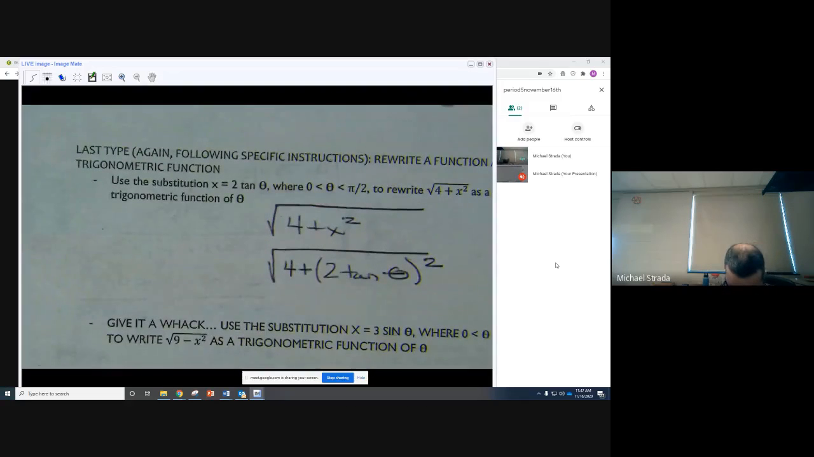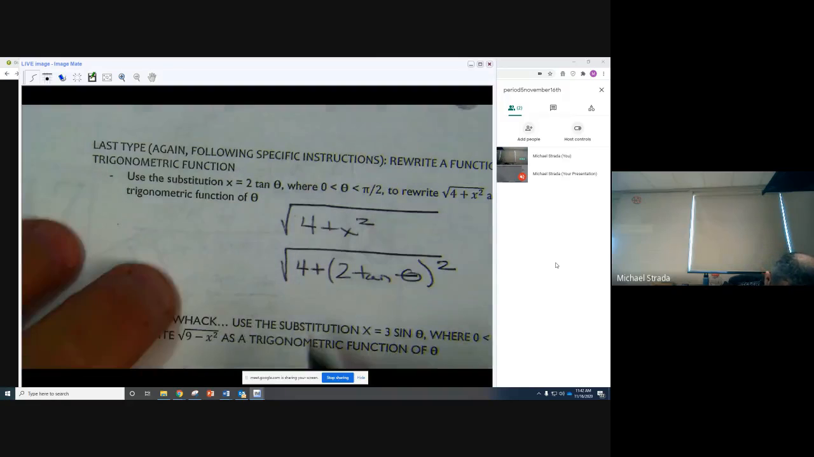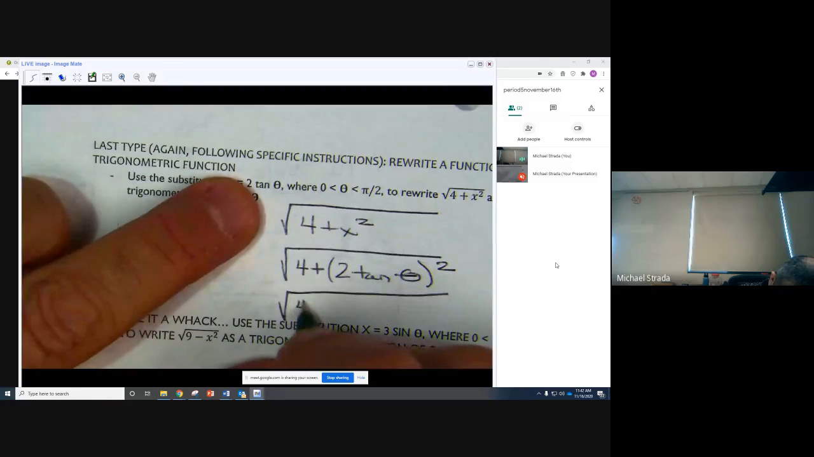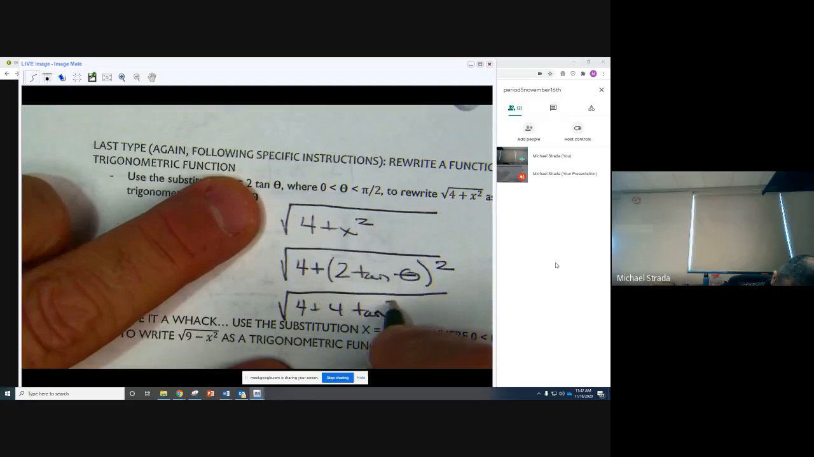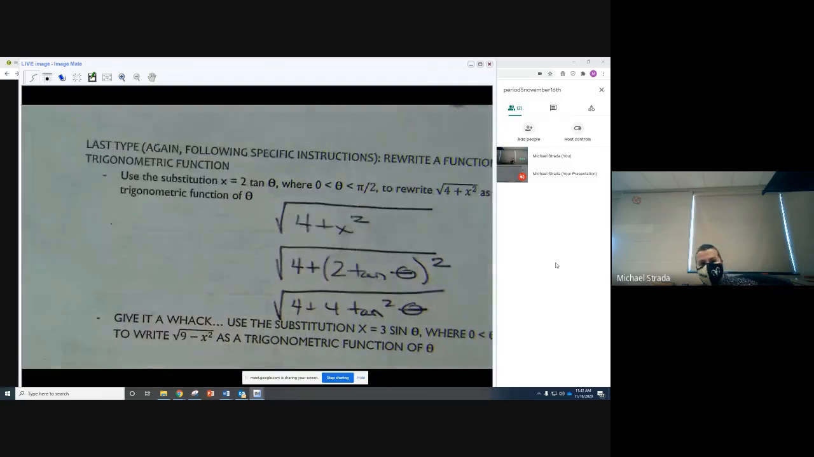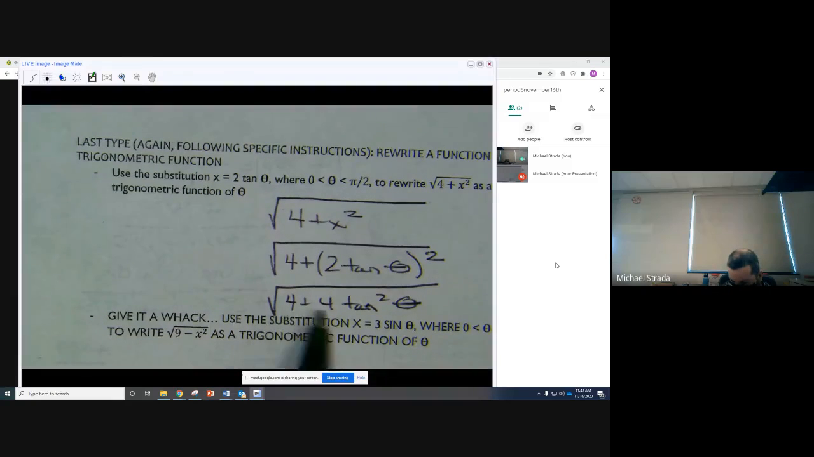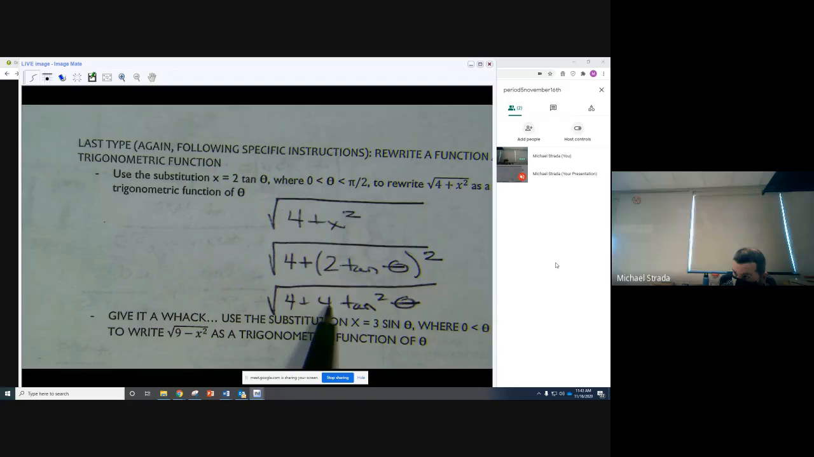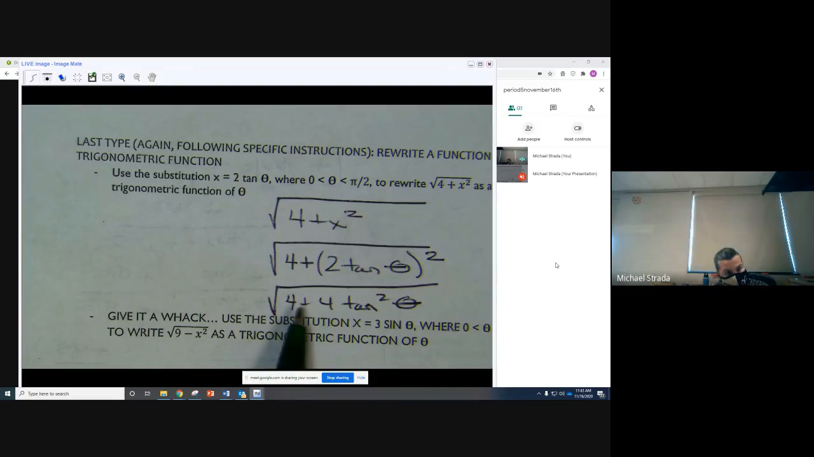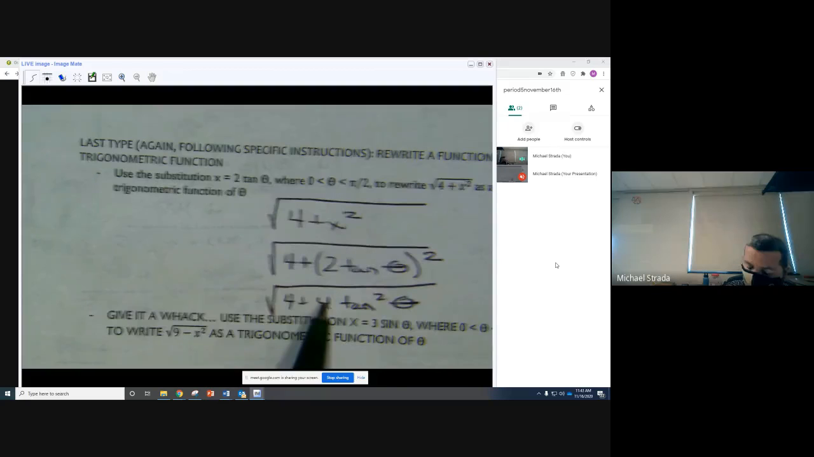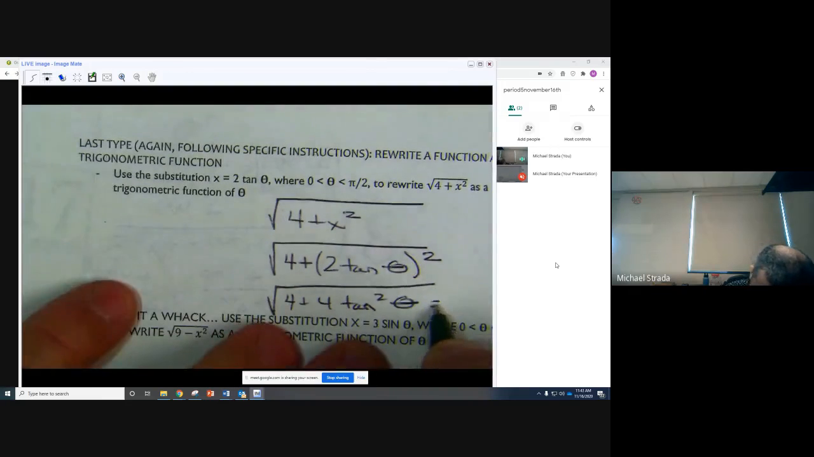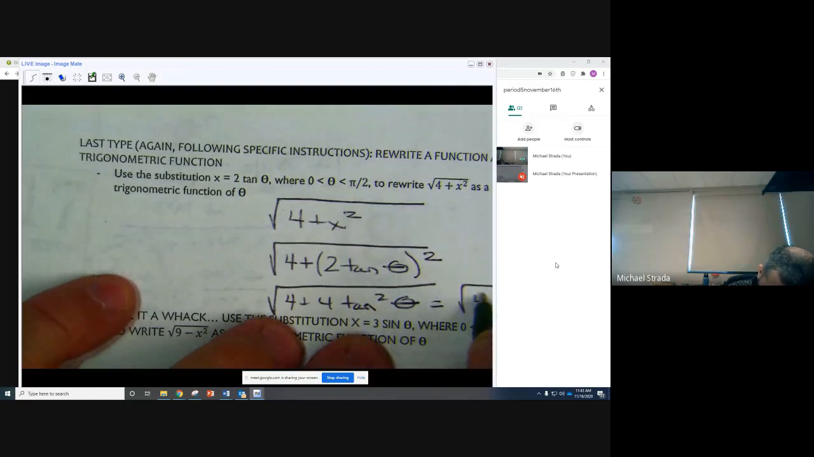Hold it. 4 plus 4 tangent squared theta. So I square the term, whatever it is. Ladies and gentlemen, in this class, these two numbers should always be exactly the same. All right, if not, we'll talk about that at a later date. But for the time being, these are going to be the same number, which would be 4. So if I factored that out, I would have the square root of 4 times 1 plus tangent squared theta.